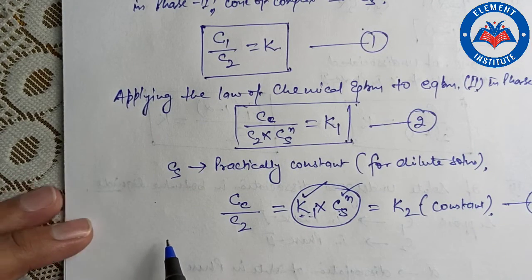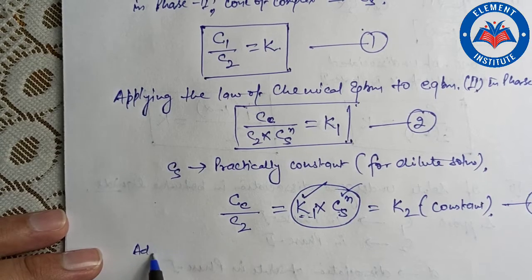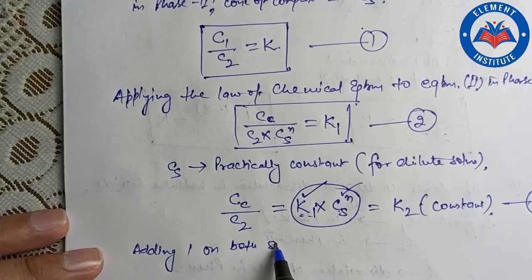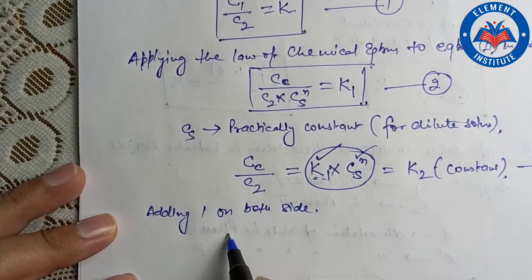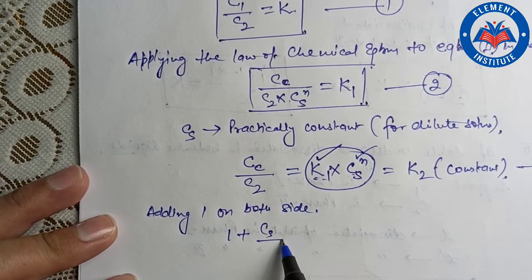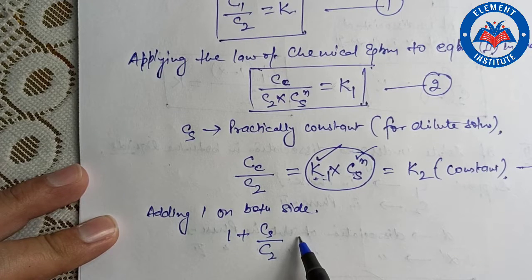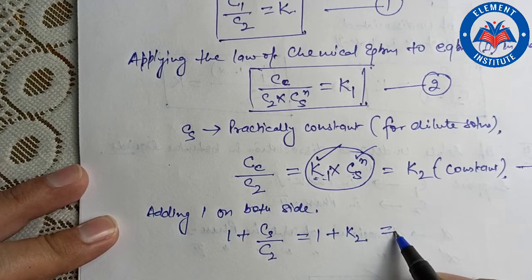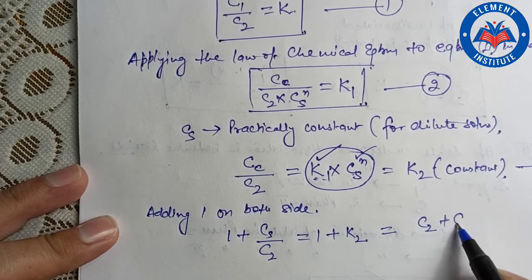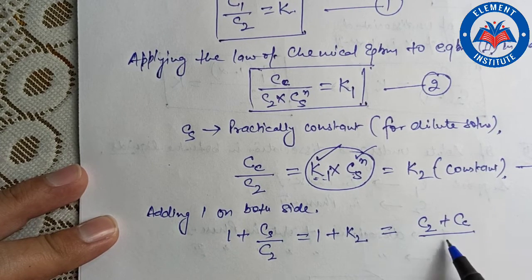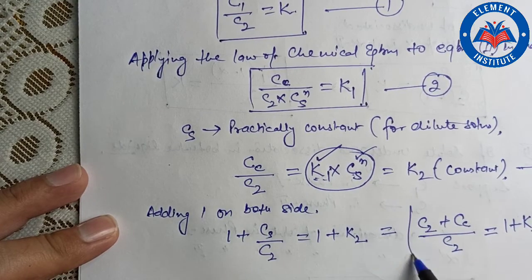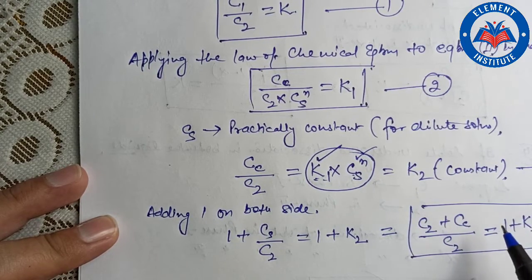Now if I add 1 on both sides, we have 1 plus CC upon C2 equal to 1 plus K2. So it will be equal to C2 plus CC upon C2 equal to 1 plus K2. Let it be equation number 4.